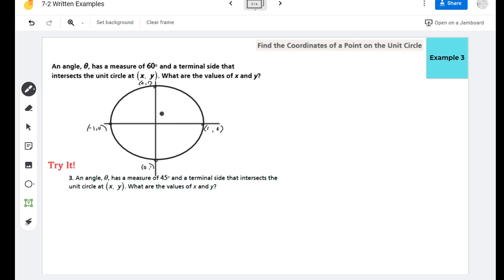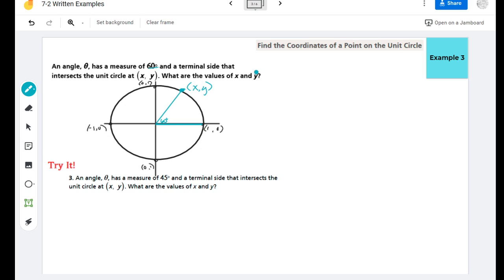And so what we're going to do is put an angle inside of this unit circle. This one says that an angle has a measure of 60 degrees. So remember, your initial side always lies on the positive x-axis. So there's my initial side. And my angle, which measures 60 degrees, is going to come up here. And what they're saying is that this terminal side is going to hit the unit circle at some ordered pair x, y. And what they want us to do is figure out what x and y are.